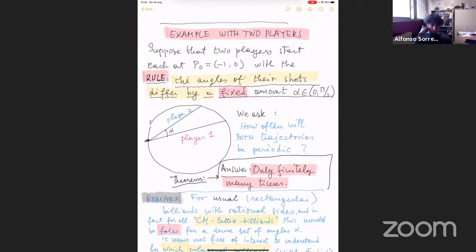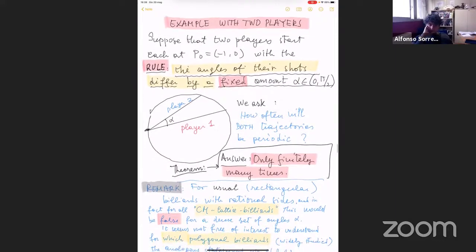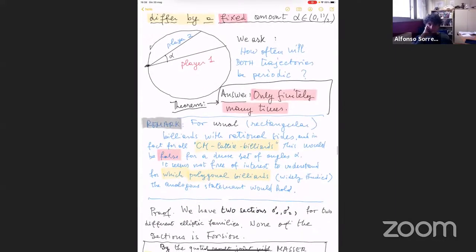If we just look at a single trajectory, then we shall obtain periodicity for an infinity of directions. But if we prescribe the periodicity for both, we may prove that we may obtain it only finitely many times. And this I will sketch the proof.